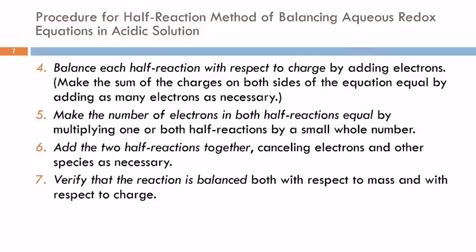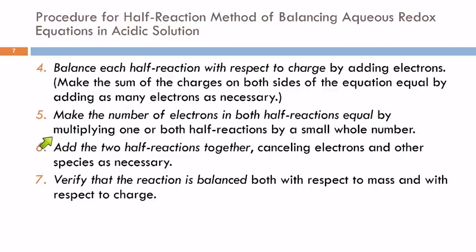Then we have to balance with respect to charge. So you look at the overall charge of the reactants and the overall charge of the products. You're not trying to get them to zero, you're just trying to make them equal to each other. And you balance the charge by adding electrons. You'll find that one of the half reactions needs electrons on the reactant side and one needs them on the product side. After you've done that, you make the number of electrons in both of the half reactions equal. And we'll do some examples, and hopefully this will all make a little more sense then.